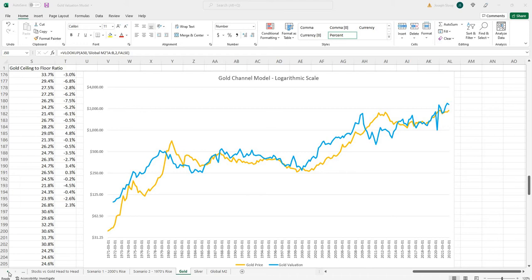The same tool can be used with silver. There's just one minor adjustment that I made to it, but it can give you an idea of where the gold price stands today versus where it should be.